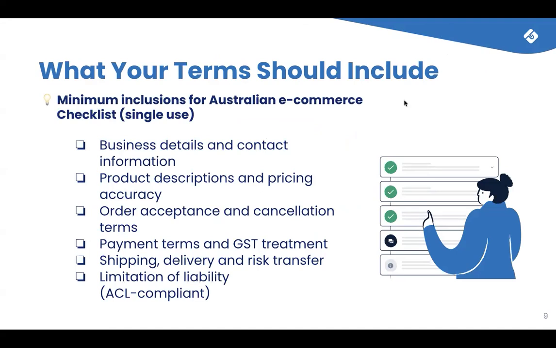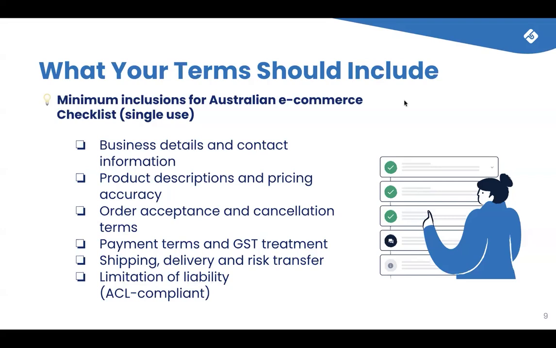So what should you include in the terms and conditions? These are the minimum inclusions we expect to see for Australian e-commerce businesses. First, business details. Your terms should clearly identify your legal entity together with its ABN or ACN, not just your brand or trading names, and provide accurate contact information if needed.